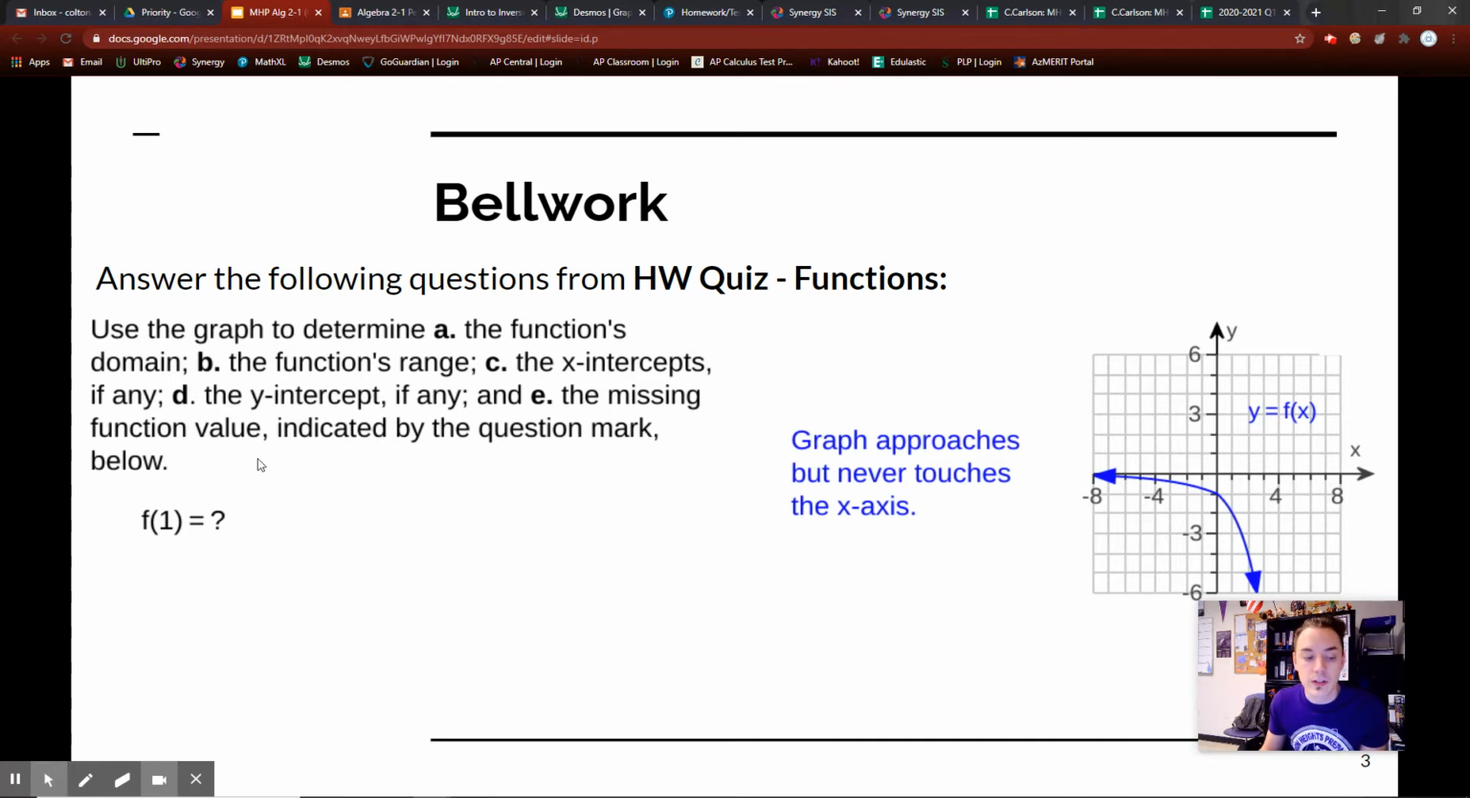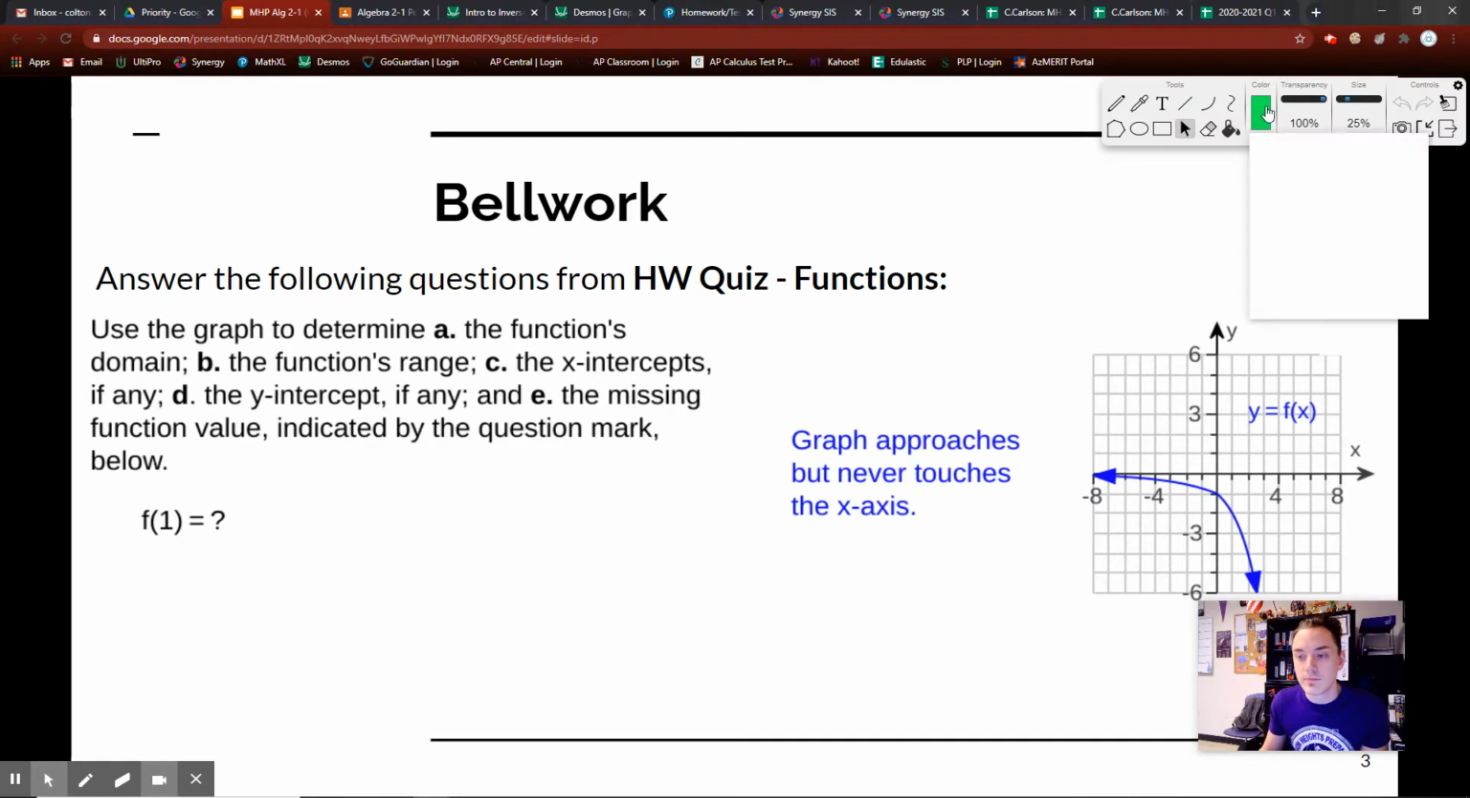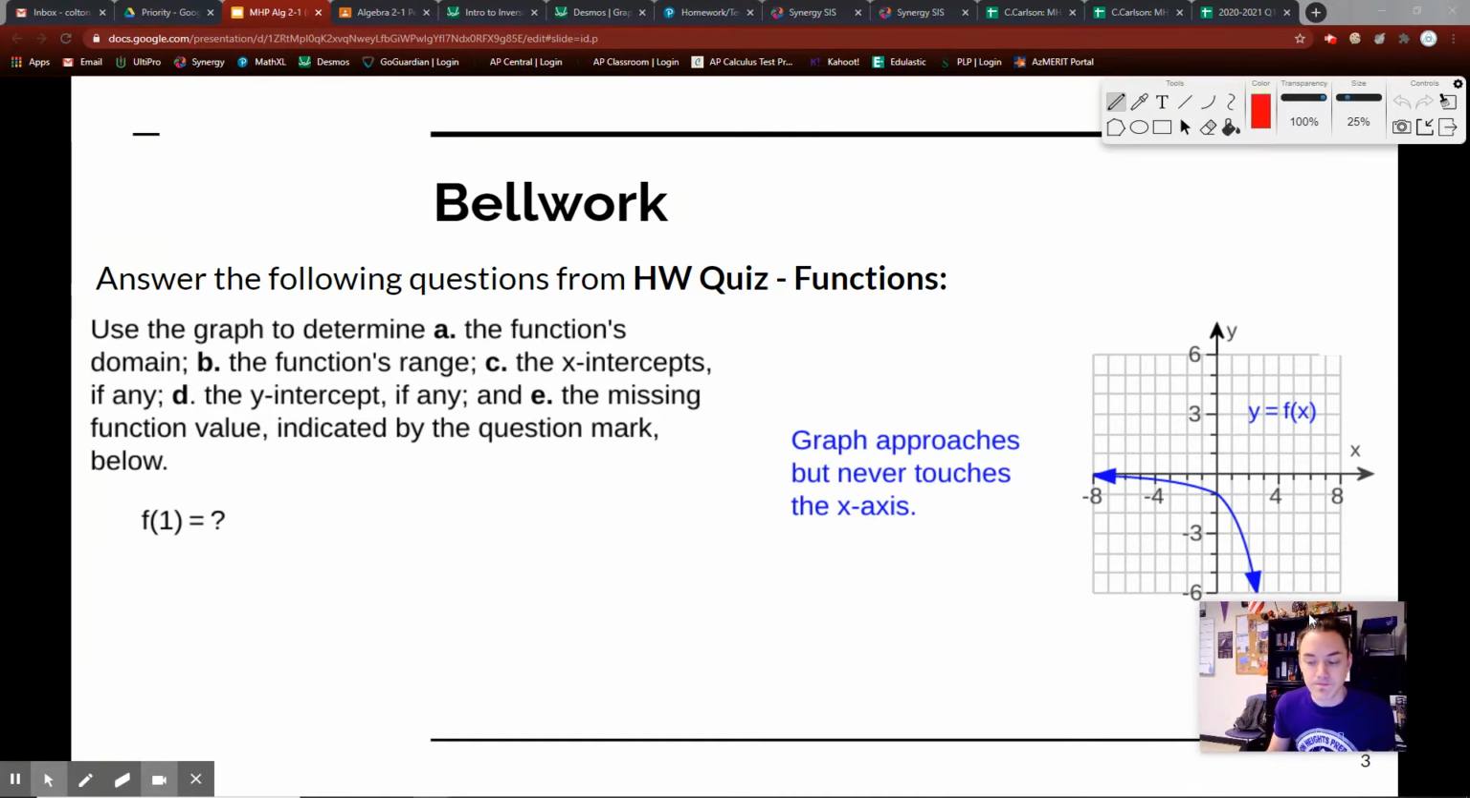So, let's do this one real quick. I'm actually going to use this tool. I think it's a little bit better. Let's see if this one works a little bit better. So use the graph to determine the function's domain, the range, the x-intercepts, the y-intercepts, and then the missing function value. Okay, so first of all, the domain. Let's put that up here.